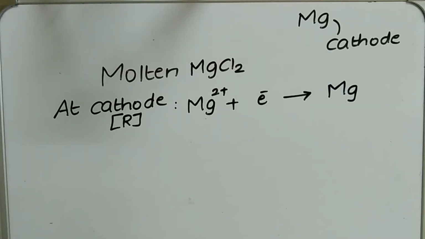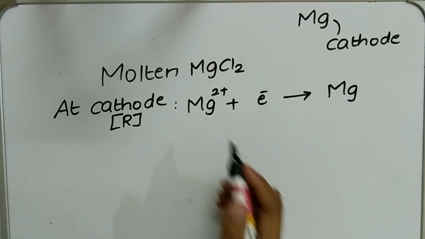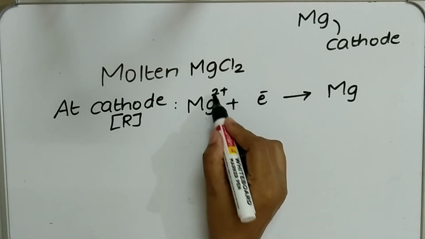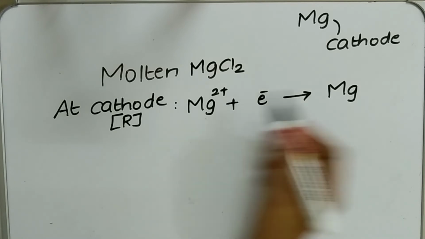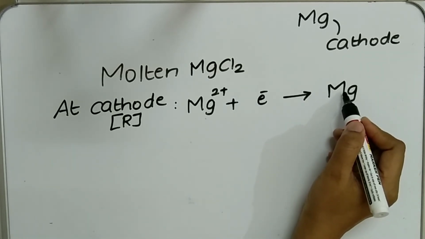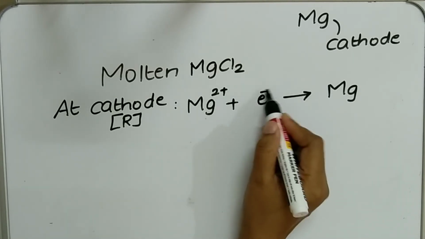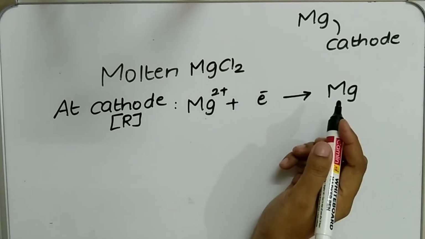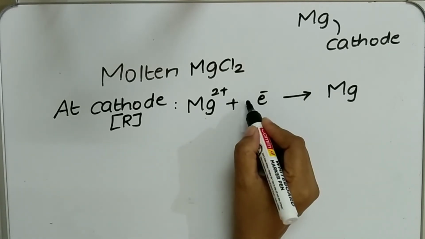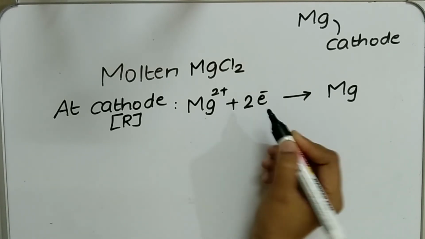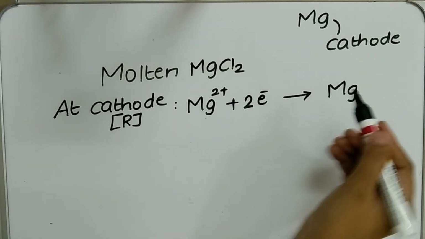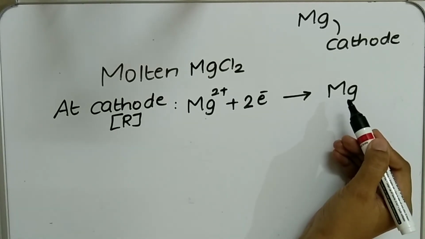Reduction happens, gain of electrons. Now just to balance this, we will write Mg2 plus. What is the charge here? 2 plus. On the right hand side there is no charge. So 2 plus and this is minus 1, 1 electron means minus 1. Is the charge balanced here? No. So what will I do? I will balance it by putting 2 electrons. So 2 plus and 2 minus gives 0. The charge on the right hand side is 0.